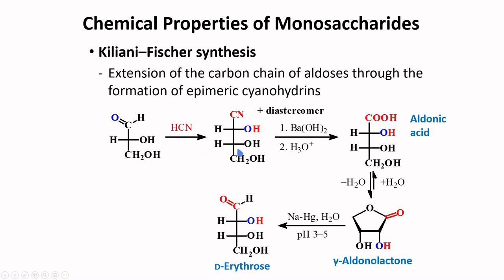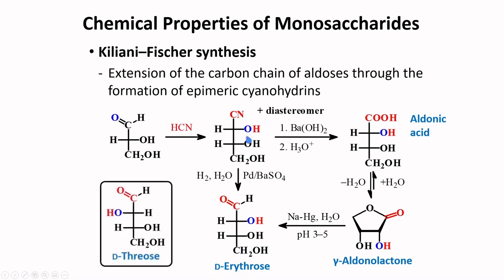An update of this procedure uses hydrogen in the presence of palladium and barium sulfate. This update reduces the number of steps in this synthesis. The product of this transformation is D-erythrose. If the diastereomer of this cyanohydrin is utilized, D-threose is expected.